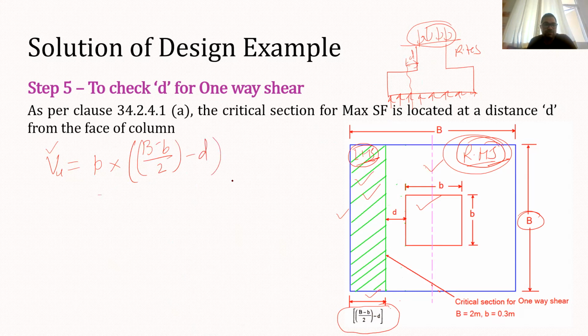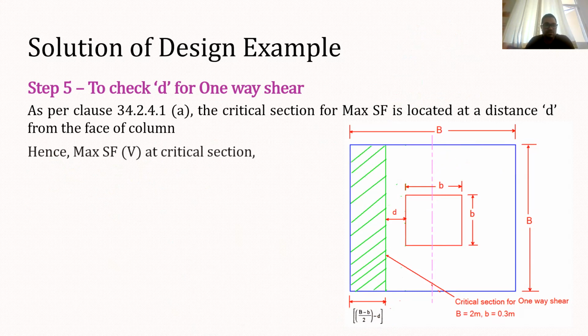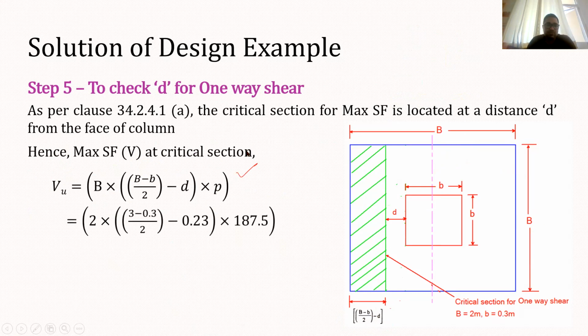Putting the values in, we get the VU value. I have already done this calculation, so I am showing you the relation. Yes, this is the relation for VU, and putting all the values here, we get VU as 258.75 kilonewton. So this is the shear force acting at this critical section.